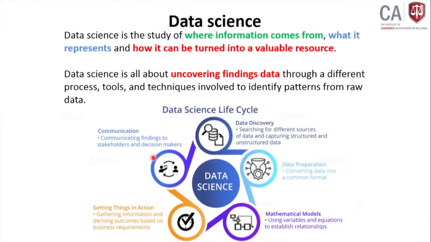Data science. What is data science? We talk about data warehouse, big data, we talk about data. So, there is a data science also. Data science is the study of where information comes from, what it represents, how it can be turned into valuable resources. It talks about what? Study of what? Where the information comes from, what sources the information is coming from.